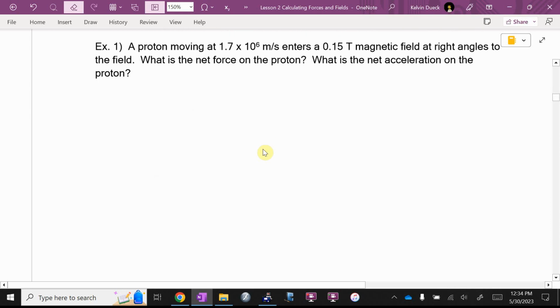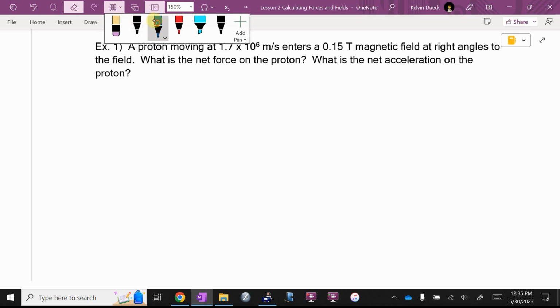So basic plug and chug. A proton is moving at 1.7 times 10 to the 6 meters per second. It enters a 0.15 Tesla magnetic field. 0.15 Teslas, is that big? What did I say was really big? 1 Tesla. This is pretty big. Okay. And it's at right angles, there's our key trigger, to the field. What's the net force on the proton?